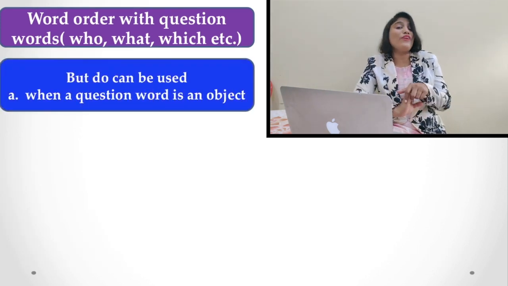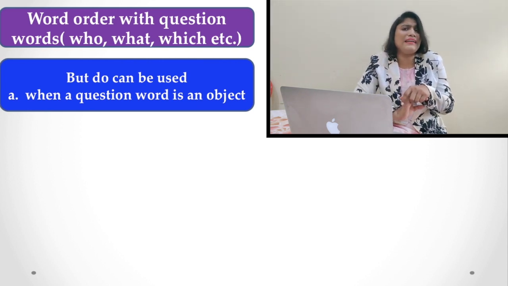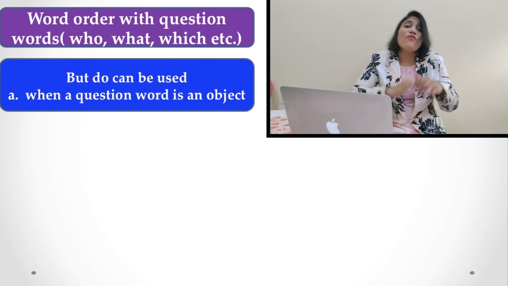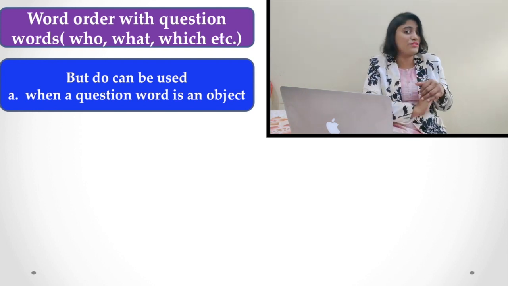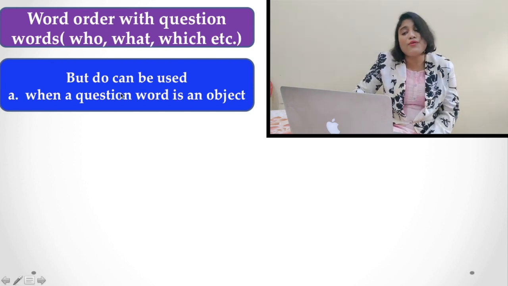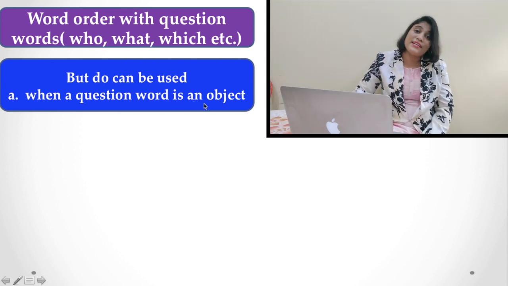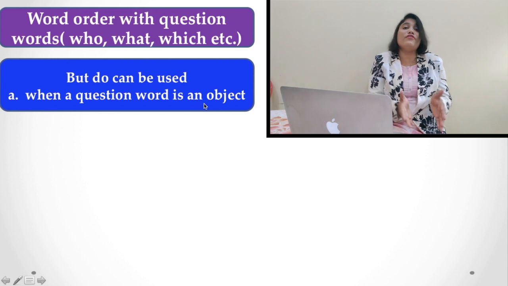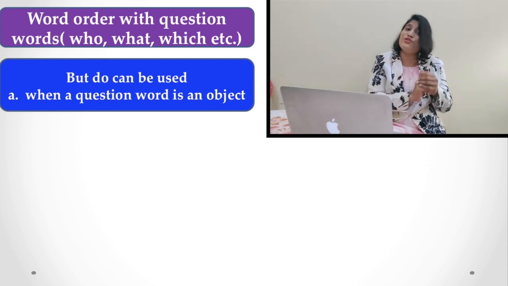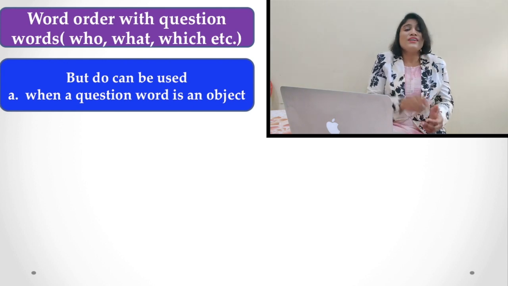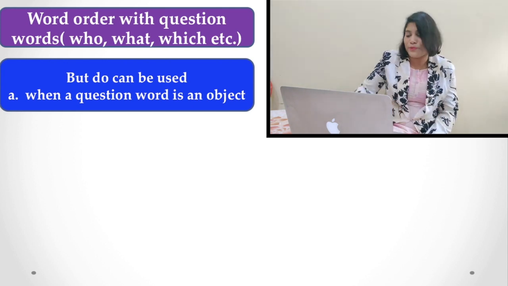But we can use do with a WH word or a question word also. So when we can use do, now I am going to tell you. That is, when a question word is an object, that is, when that question word asks a question about an object, we have to use auxiliary do. So let's see the example.